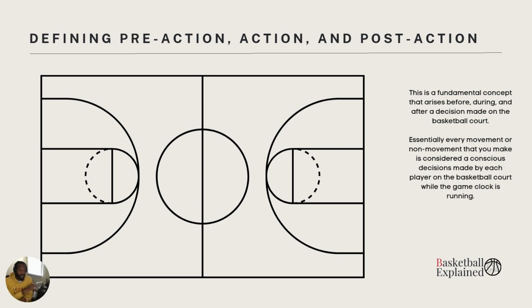And this is why it goes throughout the entire game, and you're going to see why and how we connect this to something pinpointed. Before a decision is going to be a pre-action. During the decision is the action, and then afterwards it yields a result, which is called your post-action. Essentially, every move or non-movement from all 10 players on the court is a decision while the game is in play, while the clock is going down.